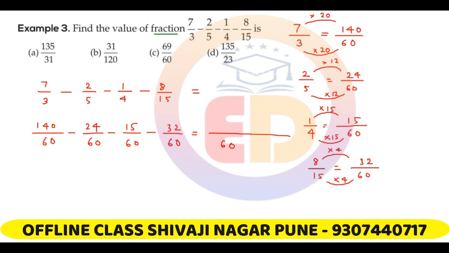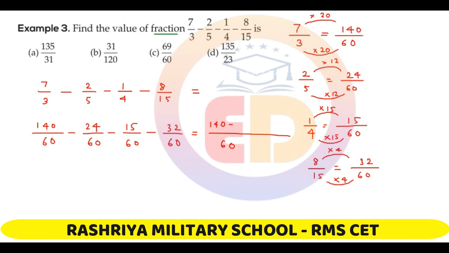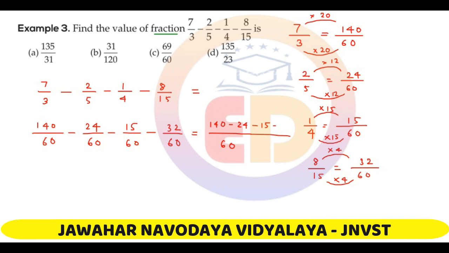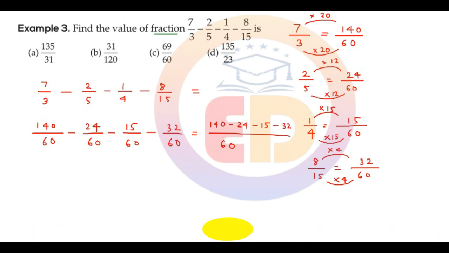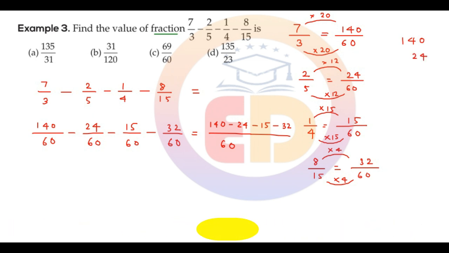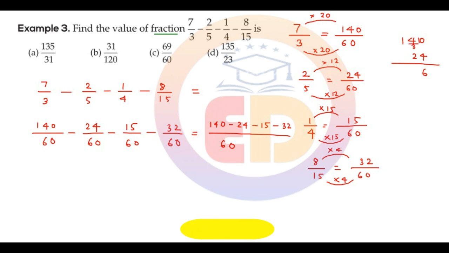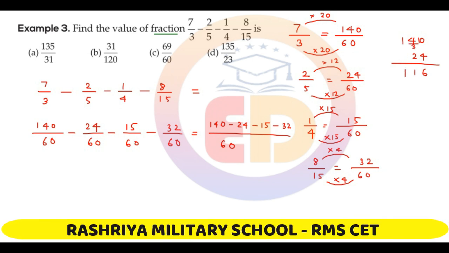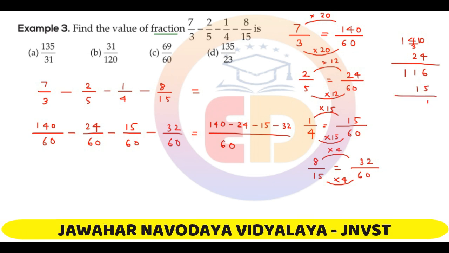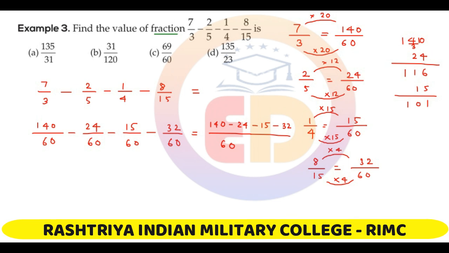And simply subtract the numerators. 140 minus 24 minus 15 minus 32. I'll do it here. 140 minus 24. This will be 10 minus 4, this is 6. This is 3 minus 2 is 1. So this is 116. From this I subtract 15. 6 minus 5 is 1. 1 minus 1 is 0. This is 101. And now subtract 32.